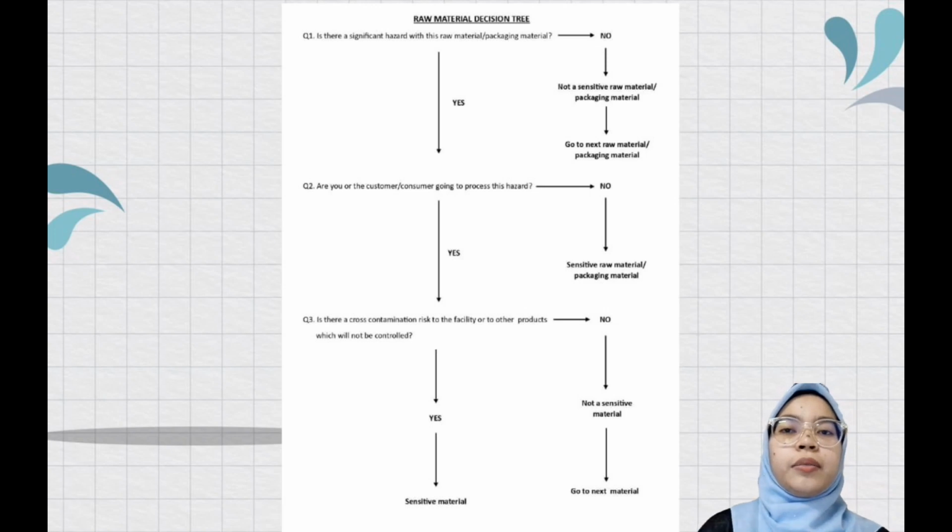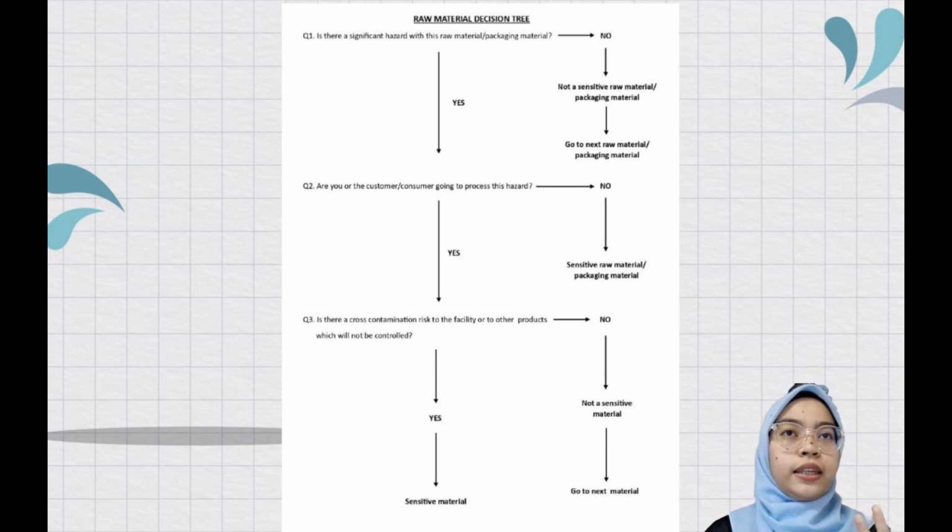Firstly, for the biological hazard, which is E. coli, the first question on the decision tree asks: is there a significant hazard with this raw material or packaging material? We answered yes, because there is a possibility of the presence of E. coli in our raw material, which is the water spinach.